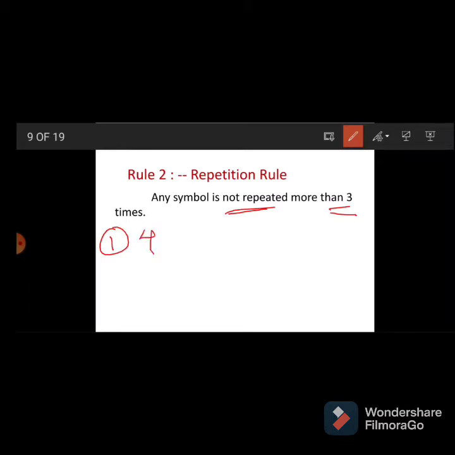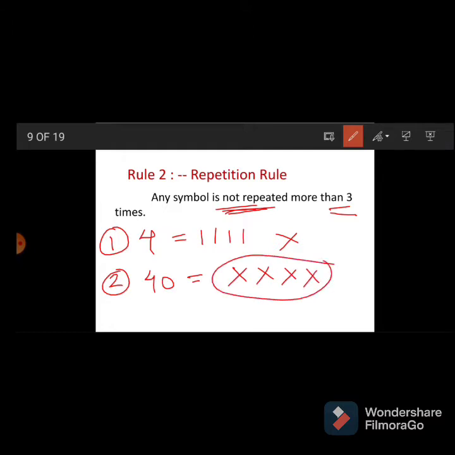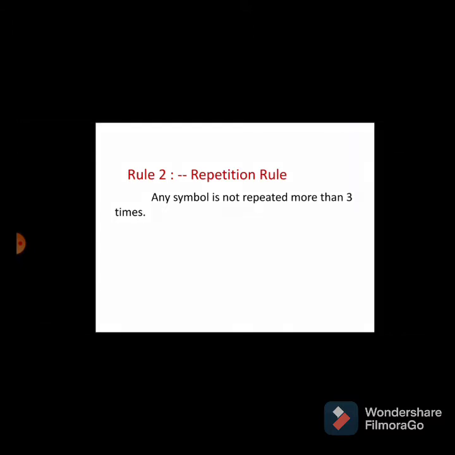Suppose we want to write 4 in Roman numerals, then how to write according to the rule? Suppose you write I 4 times, then it is wrong, because it is clearly given that any symbol is not repeated more than 3 times. Like this, don't write 40 as X 4 times. This is also wrong.